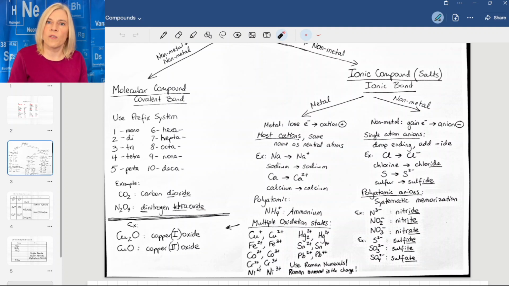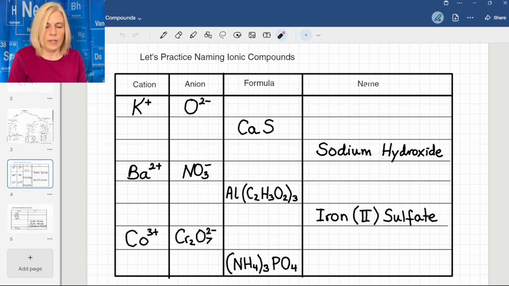Let's do a little bit of practice. So first, I separated them. First, we're going to practice how to name ionic compounds. And I think when you first are learning this, you should make a chart like this for yourself. Separate your cation, separate your anion. Make a formula, like we did in our previous video, and then you write the name.